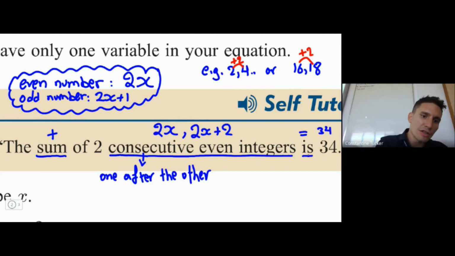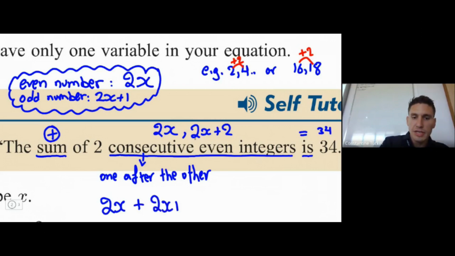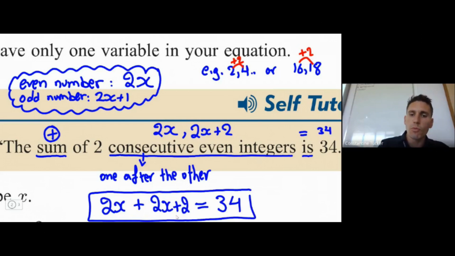So what did they say? They said the sum of what? Of these two numbers here. So what they've said here is that 2x, which is one of the numbers, plus 2x plus 2, which is the other number, we got the plus from the sum of these two numbers here, which are consecutive even numbers, is equal to 34. And this would be the way to form an equation out of this problem.